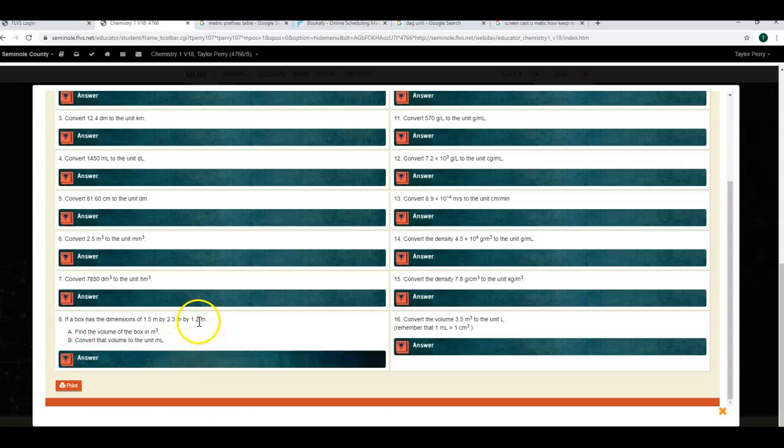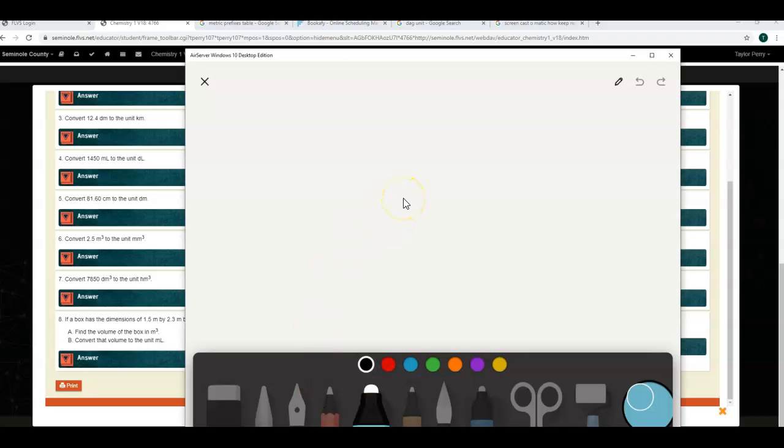Now you'll notice it's not just 4.14. It's 4.14 meters cubed because you're multiplying meters by meters by meters, right? So that's meter times meter times meter. Well, that's meters cubed. Just like 4 times 4 times 4 is 4 cubed, or x times x times x is x cubed. So our value is going to be 4.14 meters cubed. And that's the answer to A.